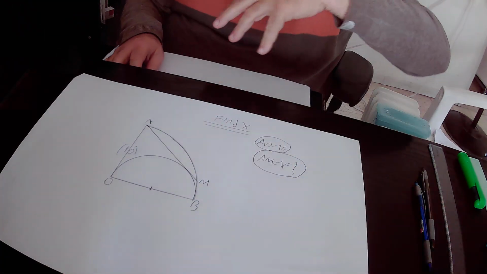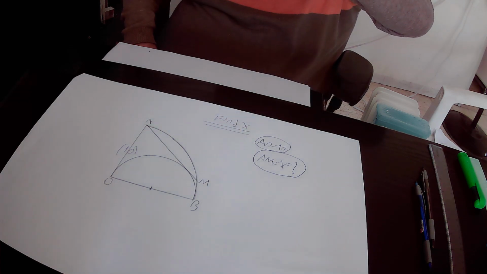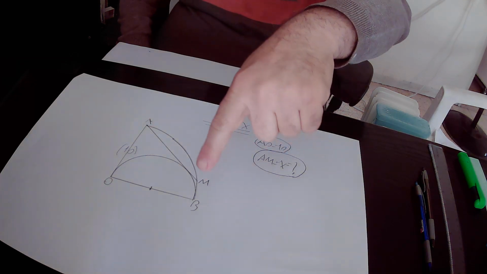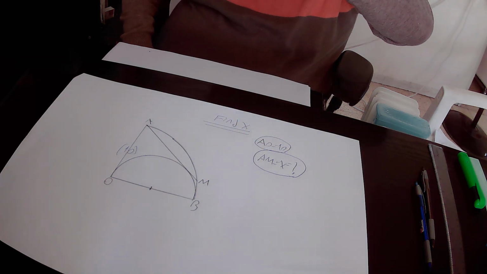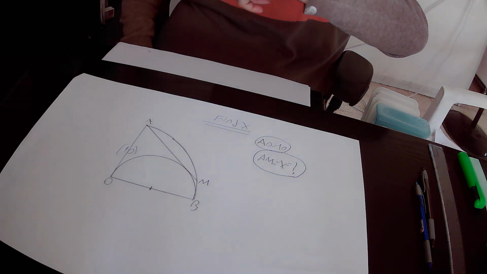Now, in this lecture, we'll find out the length of line segment X. In the drawing, we have a quarter circle, AOB is a quarter circle. Inside this quarter circle, we have this semicircle. In addition, we know that line segment AO equals 10 units in its length.